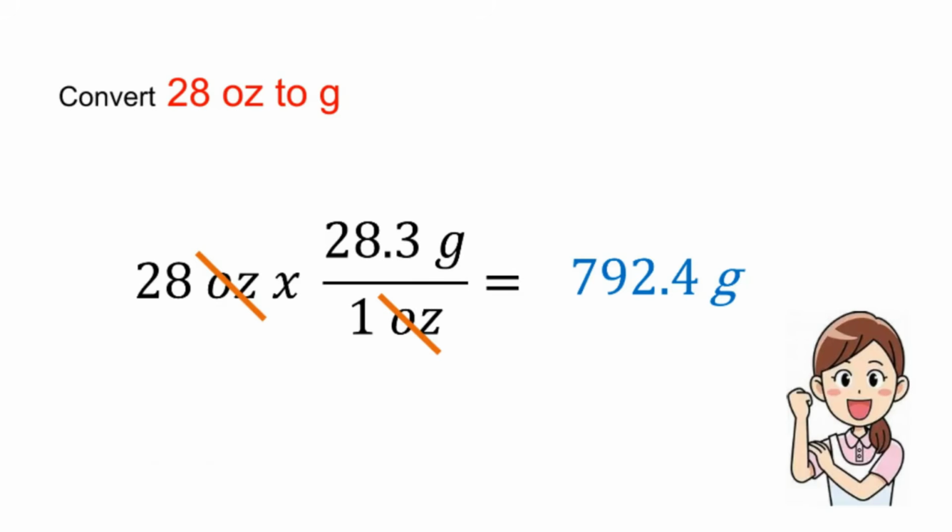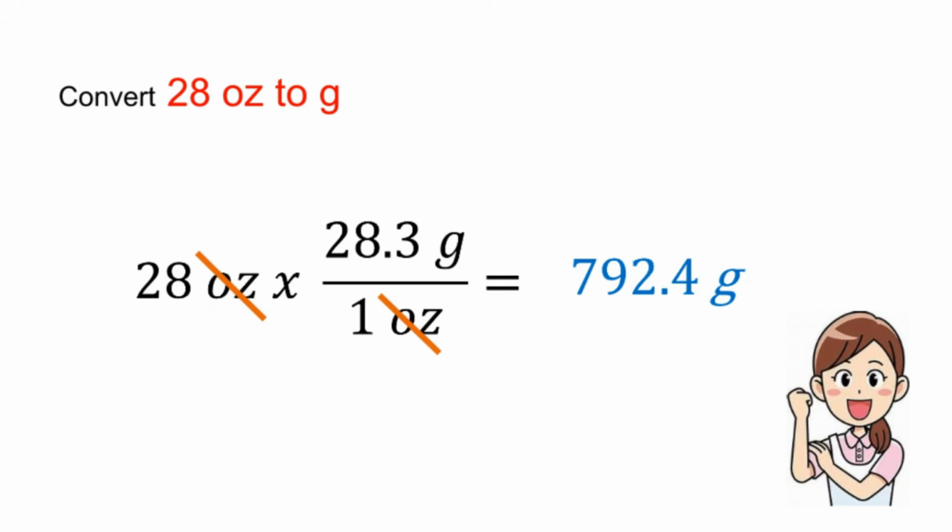To convert 28 ounce to grams, first, write down 28 ounce, then multiply it by the conversion factor. The conversion factor can be found in the table of conversions discussed earlier. For this problem, 1 ounce is equal to 28.3 grams. In writing the conversion factor, notice that the denominator must have the same unit as the number we are going to convert, while the numerator must have the unit that we need to convert the given into.